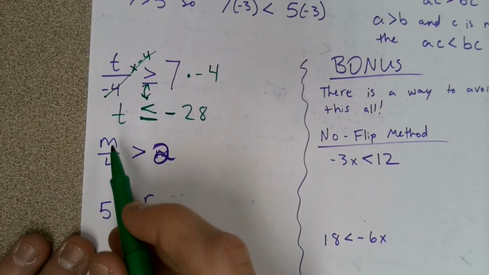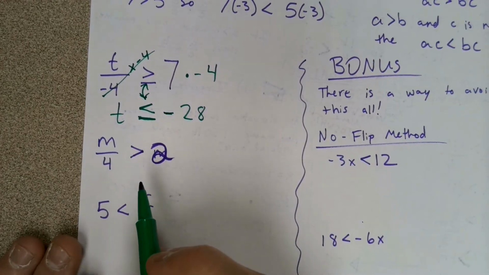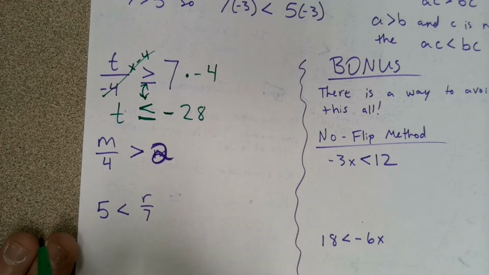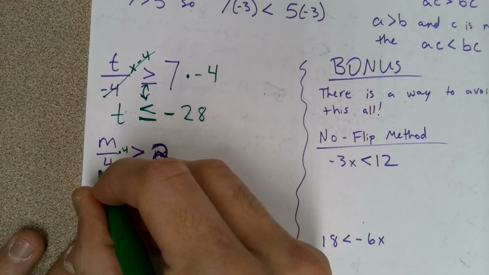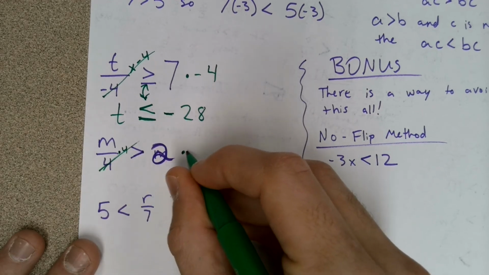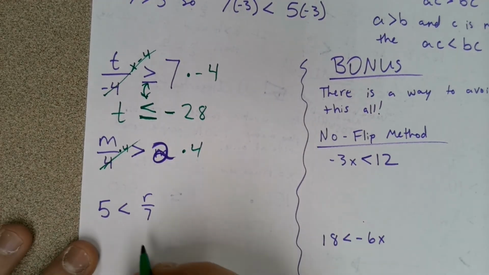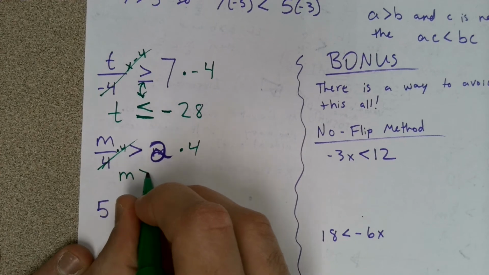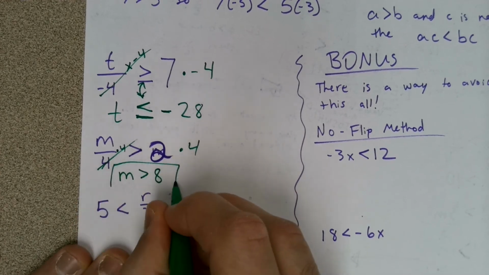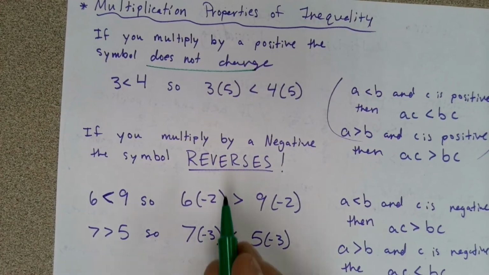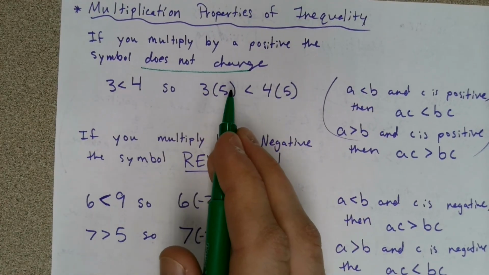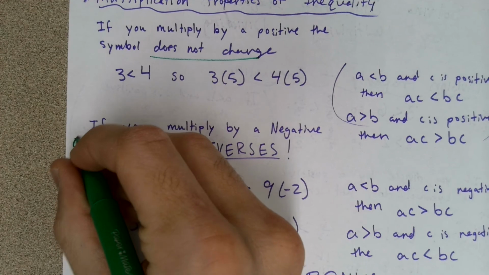On to the next. M divided by 4 is greater than 2. How can we get m by itself? Well, we can multiply each side by 4. That'll cancel these out. Whatever you do to one side, have to do to the other. Leaves us with m is greater than 8. We didn't have to flip the symbol there because we did not multiply by a negative number. We multiplied by a positive. The symbol does not change. That's our big key right here.